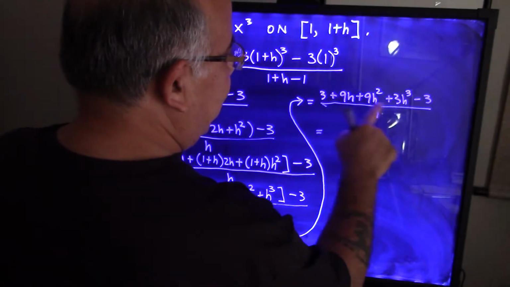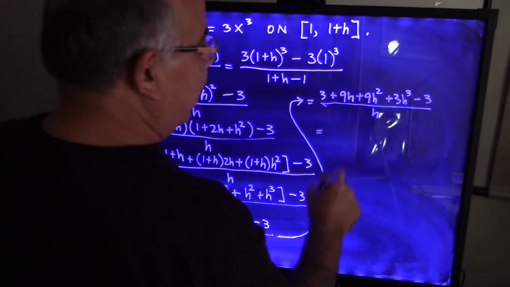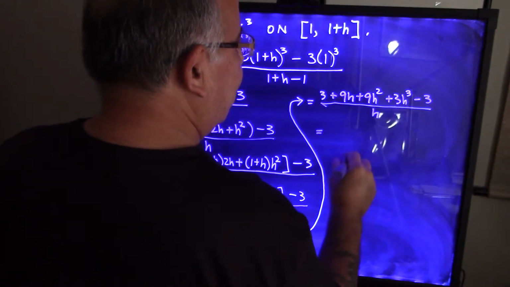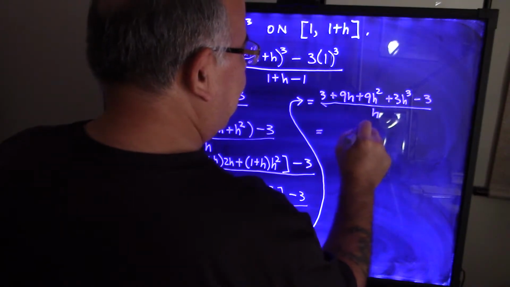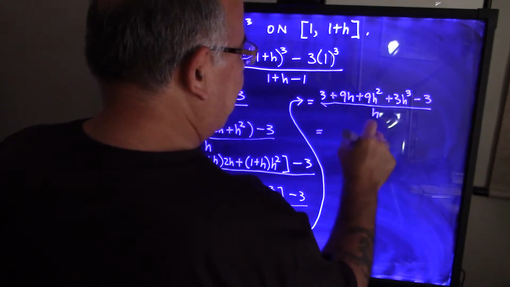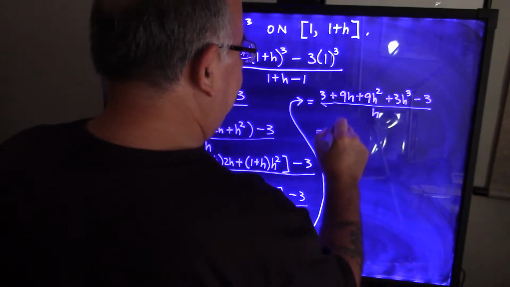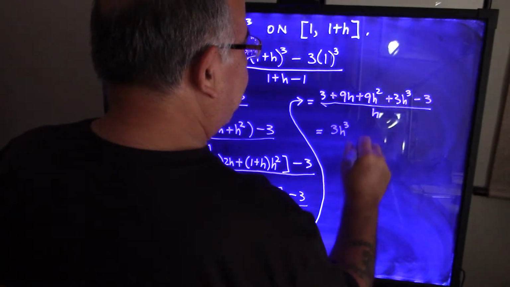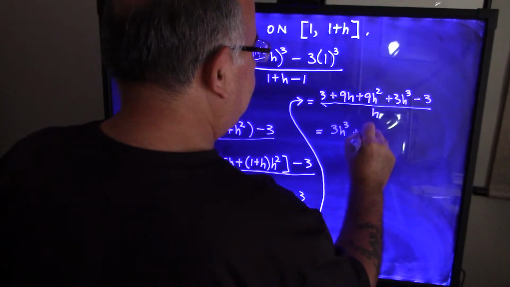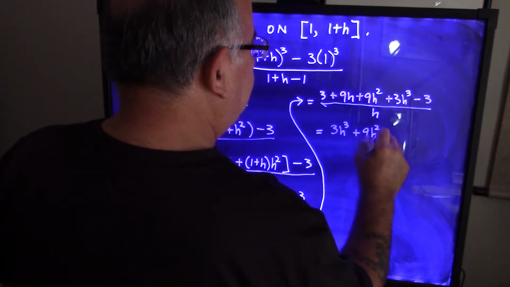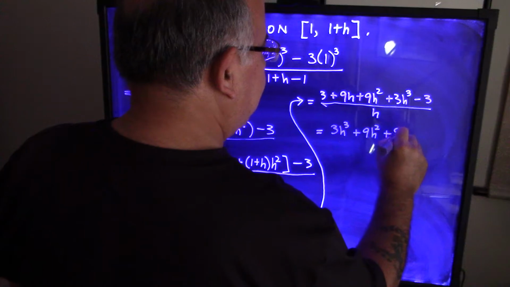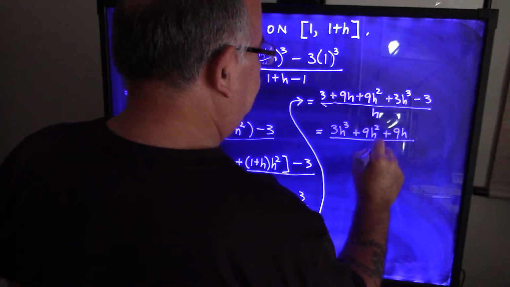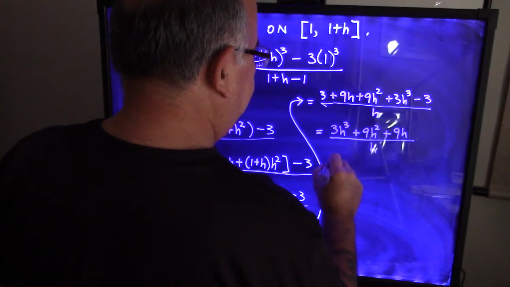Continuing on, 3 minus 3, that's 0. So you've got 9h, well, let me write the h cubed first, just because that's a traditional way of writing it. So we've got the highest power first, 3h cubed plus 9h squared plus 9h. And the 3's are gone, and that's over h.